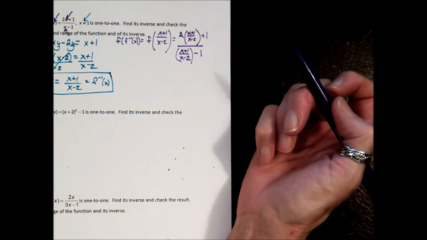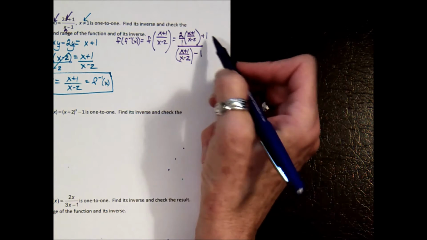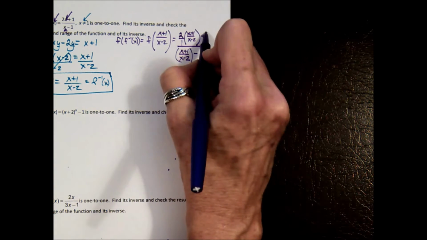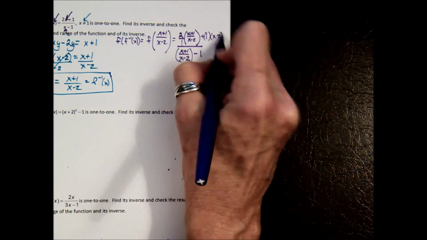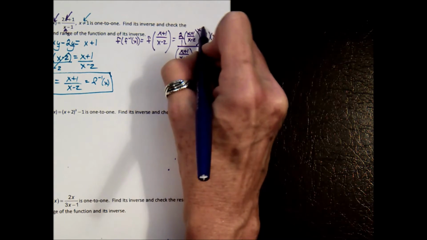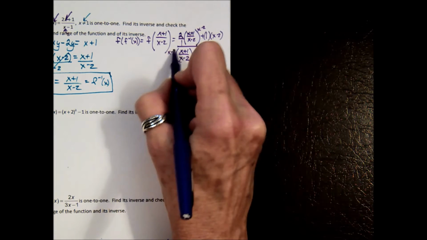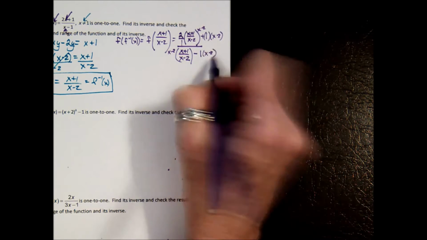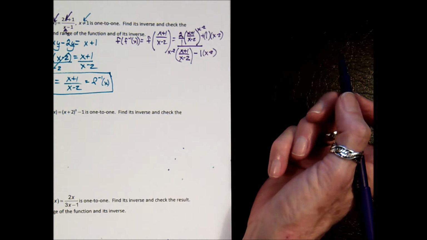Everything, meaning I multiply every term. So this gets multiplied by x minus 2. This one gets multiplied by x minus 2. This gets multiplied by x minus 2. And so does that. And I'm going to need another sheet of paper. I can see it right now.